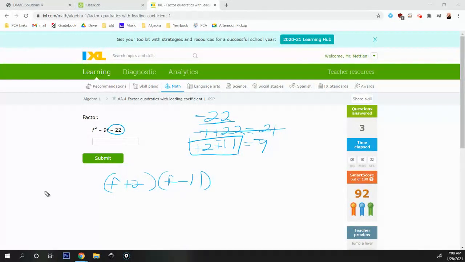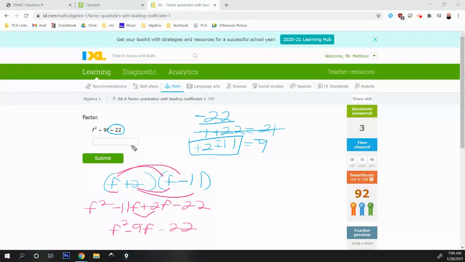If you want to check and make sure that your answer is correct, then you can distribute. So I can take this f and multiply by f and get f squared. I can do f times negative 11, get negative 11f. I can do 2 times f, which would be 2f. And I can do 2 times negative 11, which is negative 22. I could combine the two middle ones. I get f squared, negative 11 plus 2 is negative 9f, minus 22. And there is the exact same thing we started with. So I know this has to be correct in my answer.